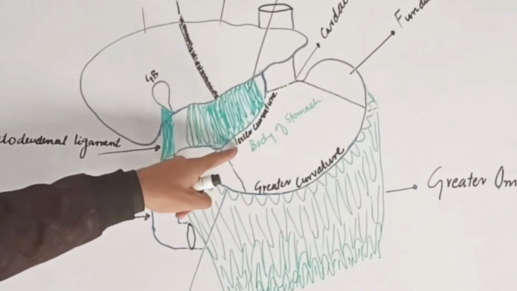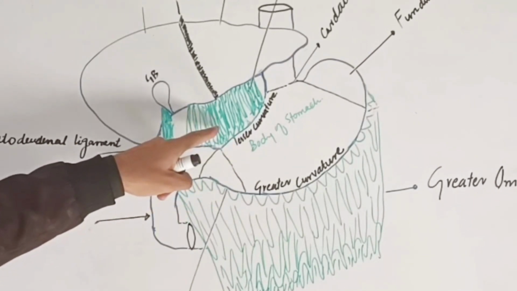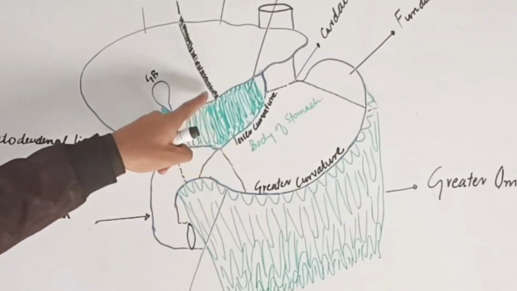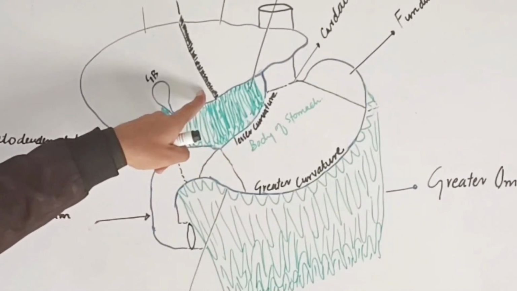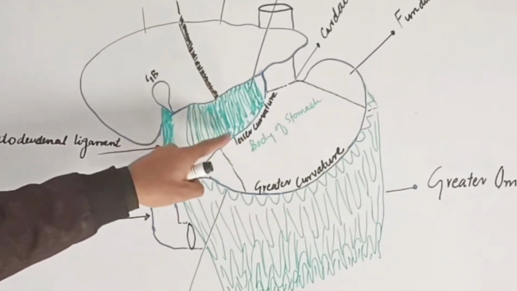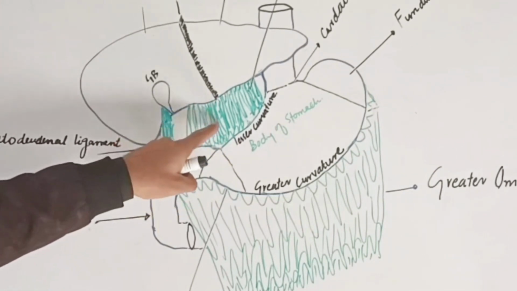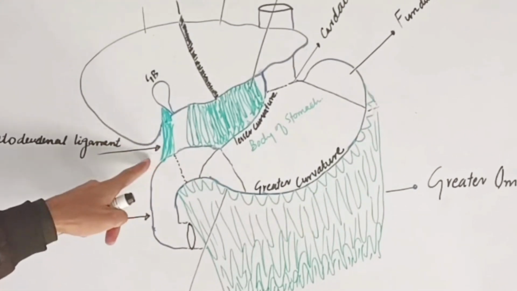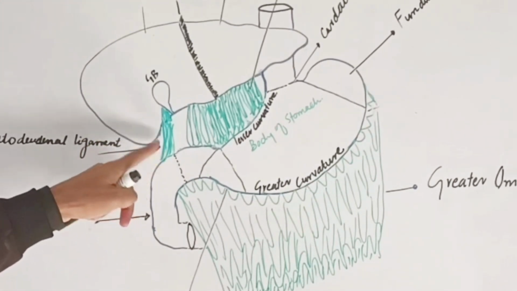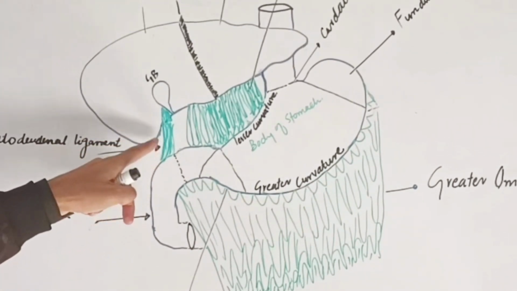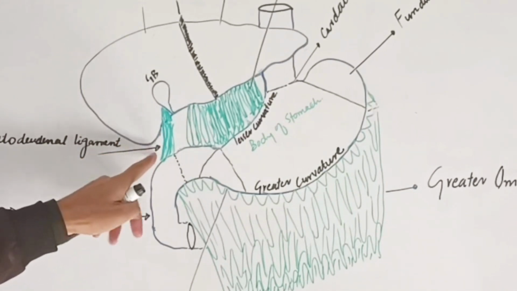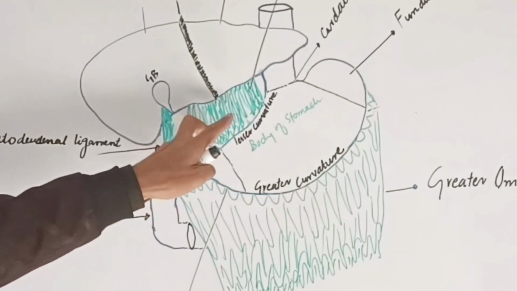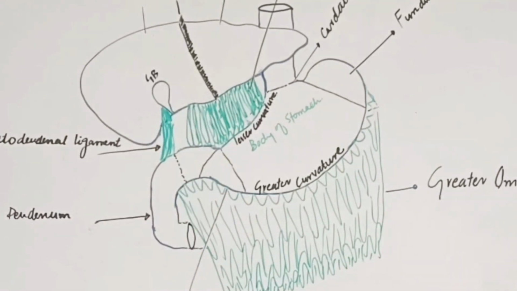Here you can see in the lesser curvature there is a ligament which is attached to the lesser curvature of the stomach, and here it is attached to the liver. So this ligament is called the hepatogastric ligament. And there is a ligament which attaches here to the duodenum and here to the liver. This is called the hepatoduodenal ligament. The hepatoduodenal ligament and the hepatogastric ligament are collectively called the lesser omentum.